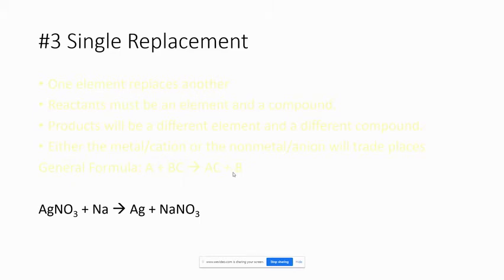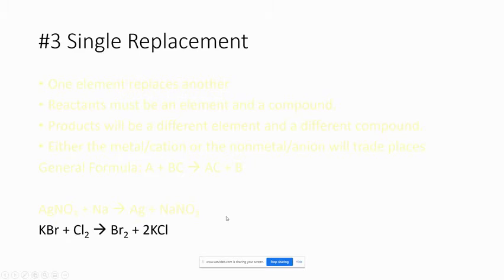A real example, we have silver nitrate. So we have a compound, and we have sodium right there by itself. And on the product side, now we have silver all by itself, and sodium is in a compound with nitrate. So one thing just switches places. The element that's by itself now joins the compound, and the cation in this case is all by itself as an element.